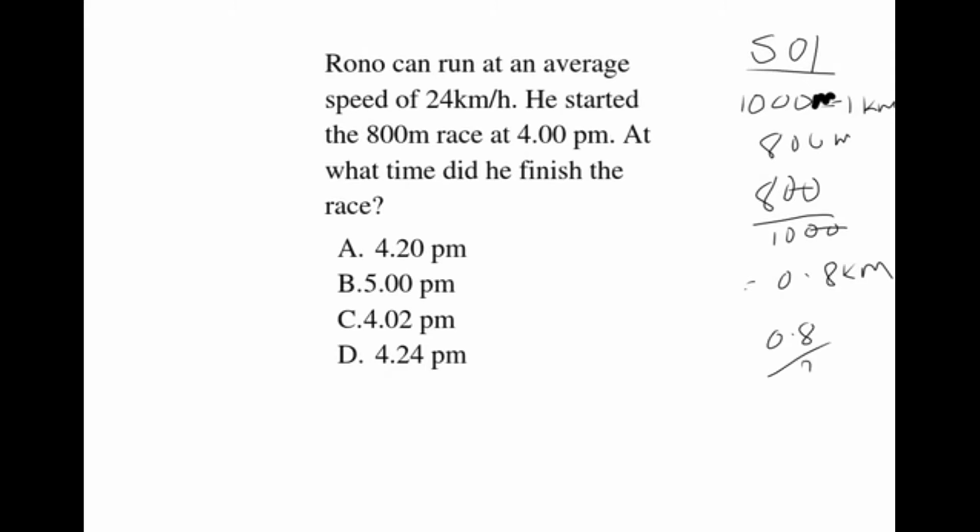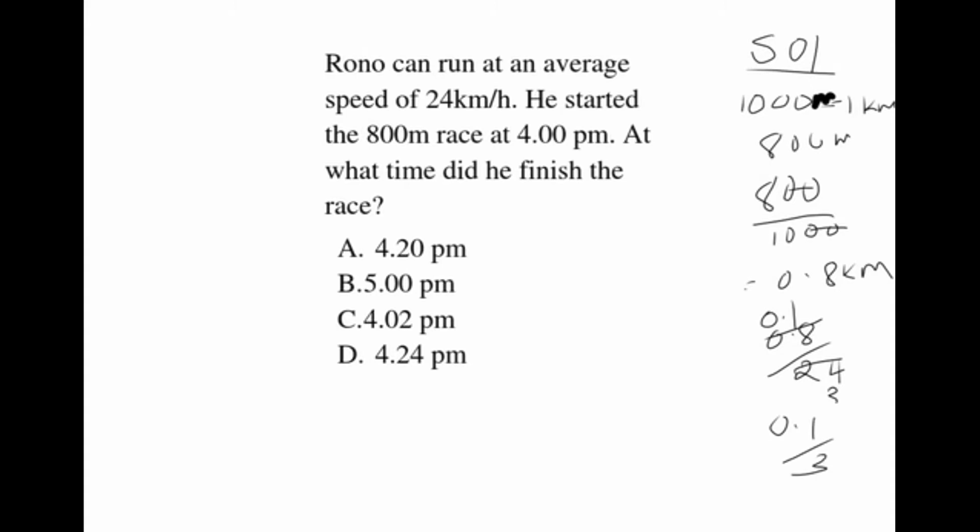Therefore, we get 0.8 kilometers divided by 24. We want to get the time. We can take this as distance and this one is the speed. So let us simplify. By 8, 0.1. By 8, 3. Therefore, we have 0.1 over 3.